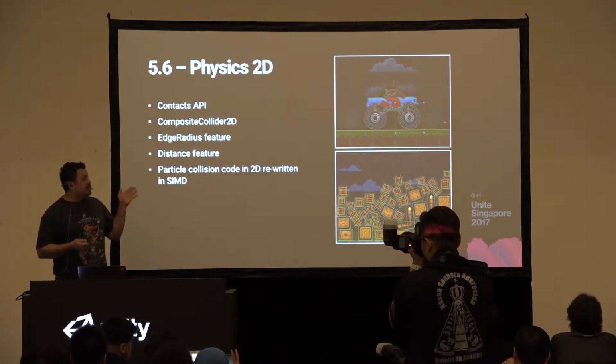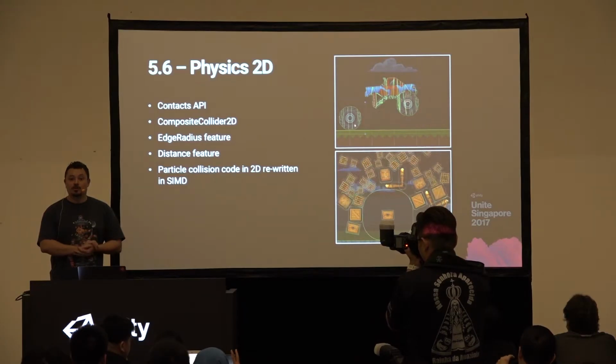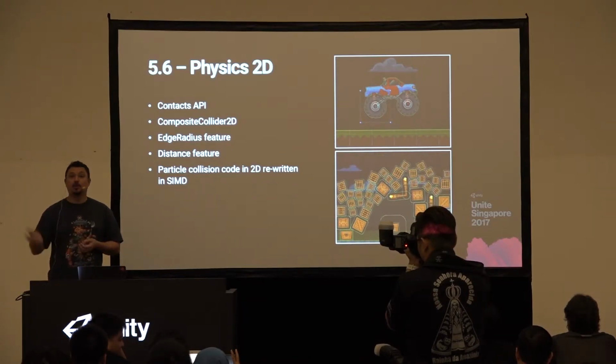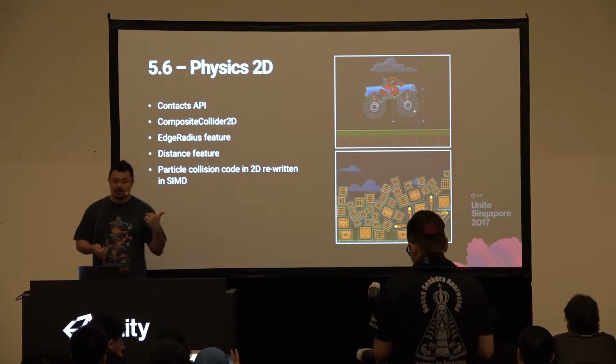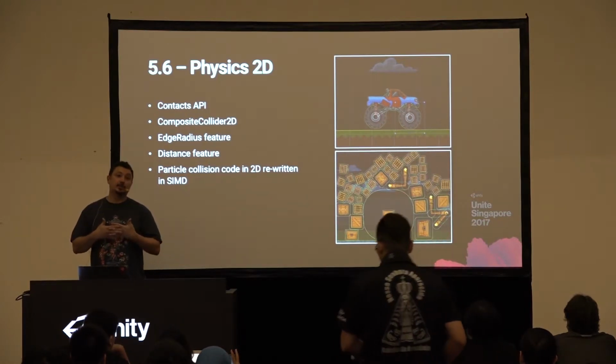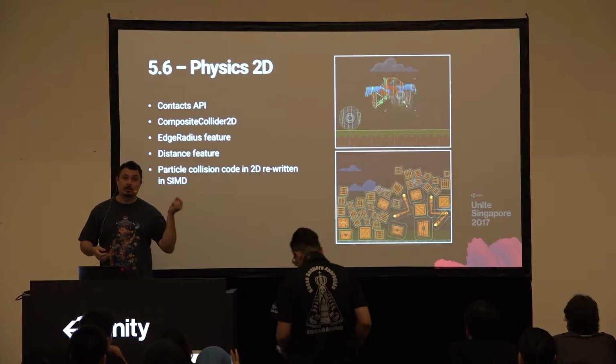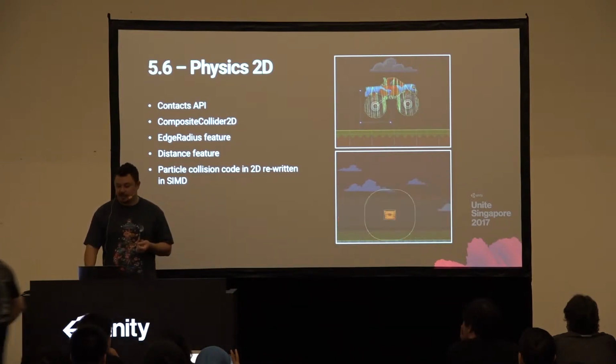Edge radius and distance features to give you more control over your colliders. And also, all of our particle collision code was rewritten. So when particles collide with 2D colliders, that's a lot faster because it's been rewritten in SIMD.